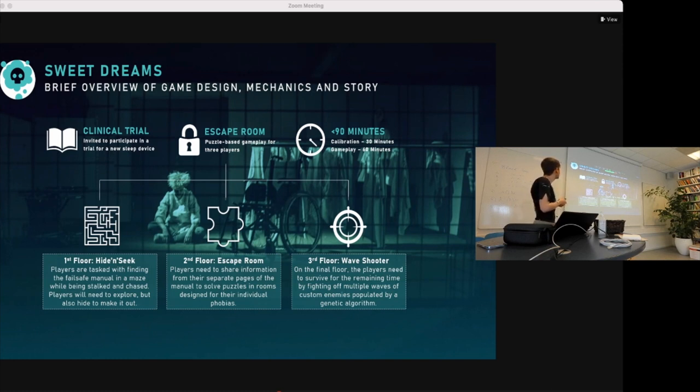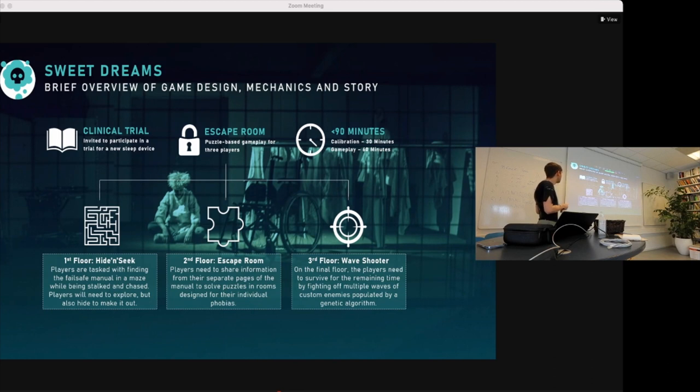So in this experience, our narrative is that you're signing up for a clinical trial of a new sleep study, where all this fancy equipment they put on you can cut down sleep from 8 hours to 1 hour. That's the gimmick behind it: we are testing new equipment that can cut down how much sleep you need, and we use it as an escape room in terms of the setting.